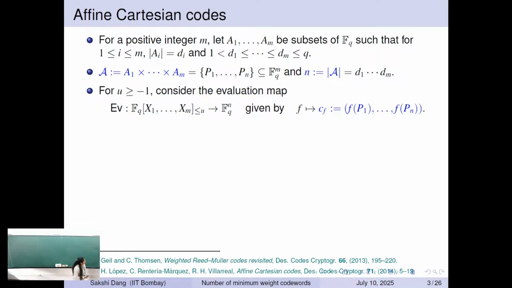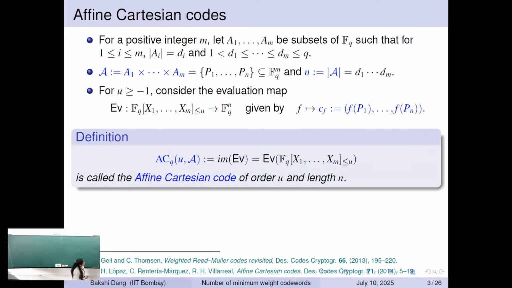And we list the points of that Cartesian product as P1 to Pn, where n is the size of the Cartesian product set, and this is nothing but the product of the cardinalities di. Then we consider the evaluation map, where we take polynomials in m variables of degree at most u, and send each polynomial to a vector of length n, where it is evaluated at every point of the Cartesian product. This evaluation map is linear, and therefore its image is a subspace of Fq to the n. That is what we call the affine Cartesian code of order u and length n.